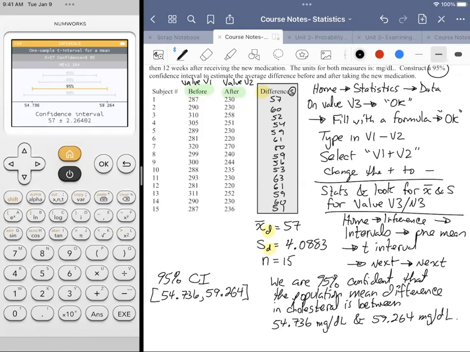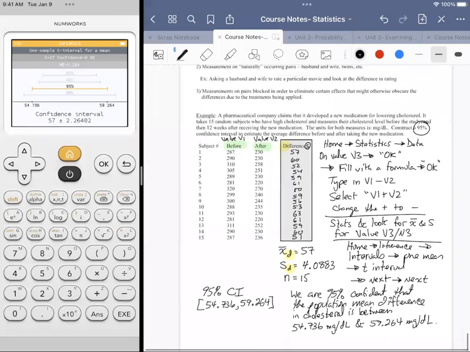Now, if both bounds of the interval are negative, that would show an increase, because that would mean before is less than the after. So before grew to become the after, that would be an increase in cholesterol. Now, if one bound is negative and the other is positive, that's inconclusive. We can't make a determination of increase or decrease. But because they're both positive, that's showing that there is a statistically significant decrease between the before and the after, which is pretty useful stuff.